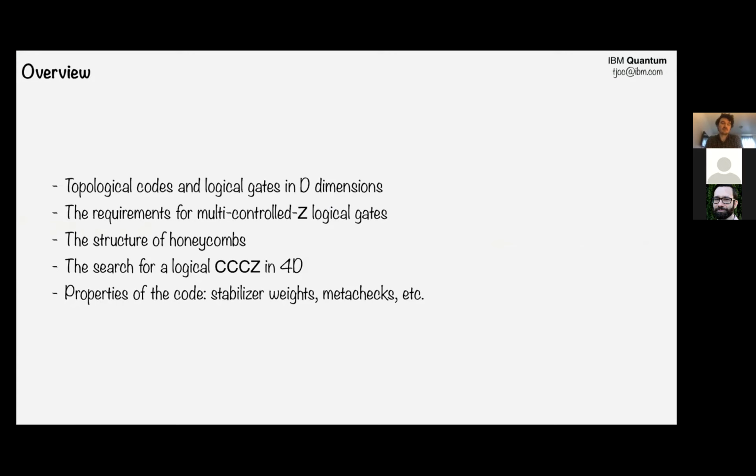And then I'll have a little aside and talk about honeycombs and their structures and how we can label them, because this will be very useful in our search for a lattice that will allow us to do a logical cccz gate in 4D. And then I'll discuss some of the properties of this code that we found, stabilizer weights, and the existence of meta checks, etc.